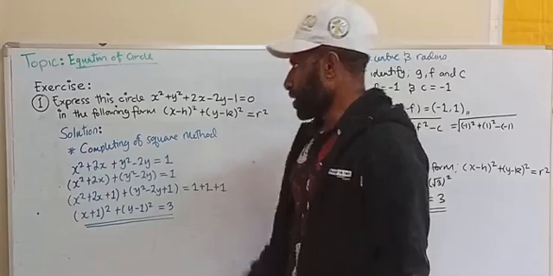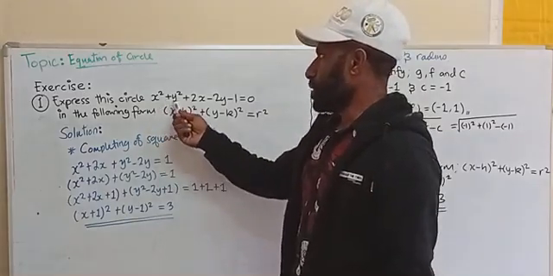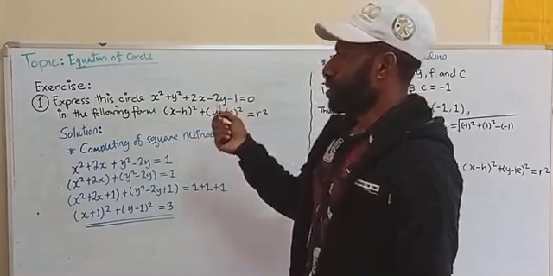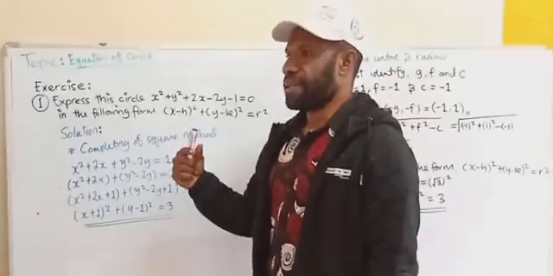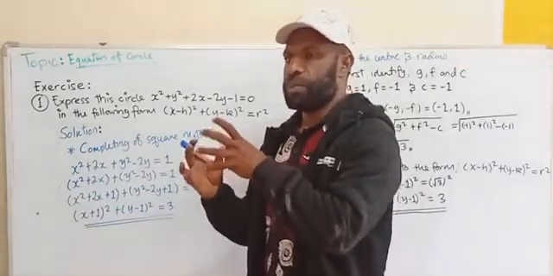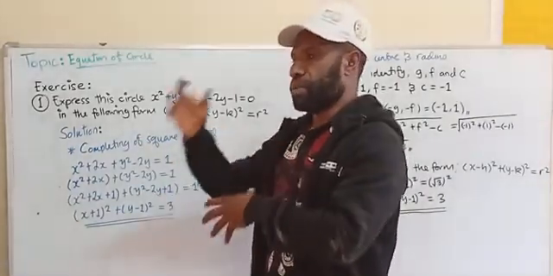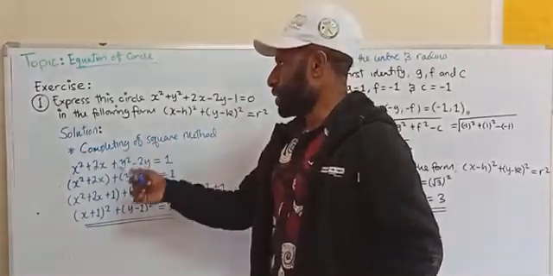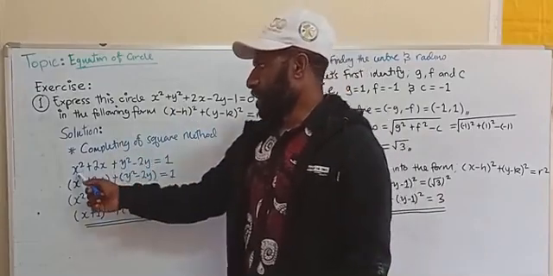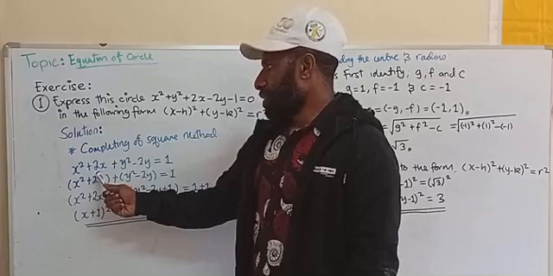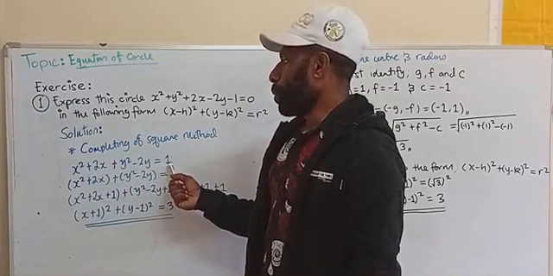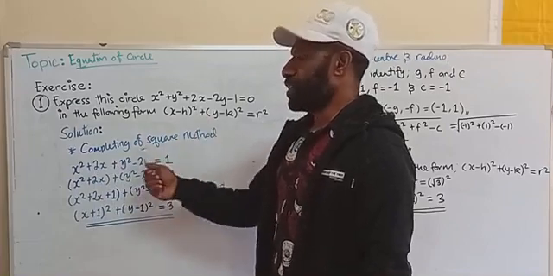All right, we're given this equation, x squared plus y squared plus 2x minus 2y minus 1 equals 0. The first thing that we do is collect the like terms, the x terms and the y terms, and bring the constant term to the other side. We rearrange the equation to x squared plus 2x plus y squared minus 2y equals 1.